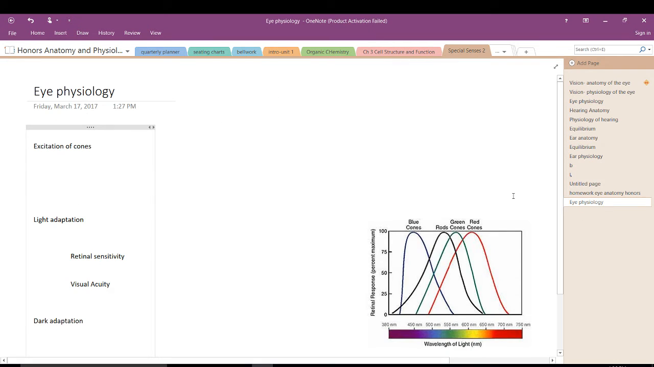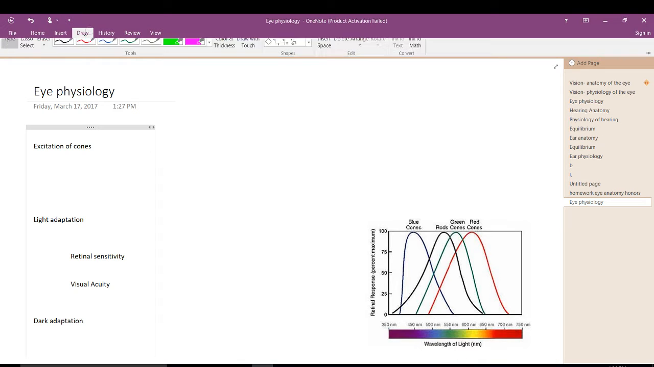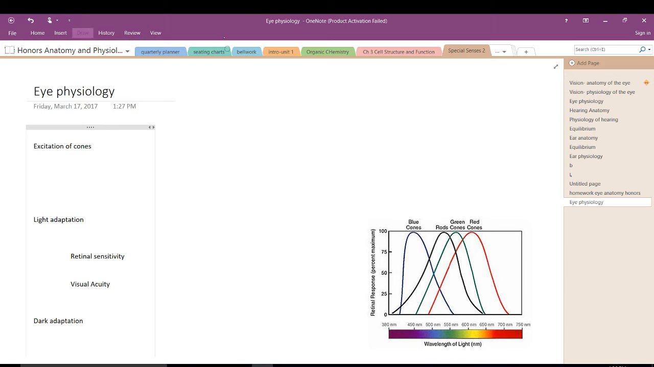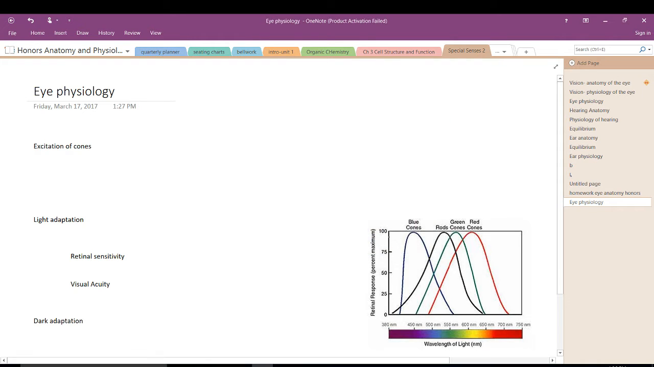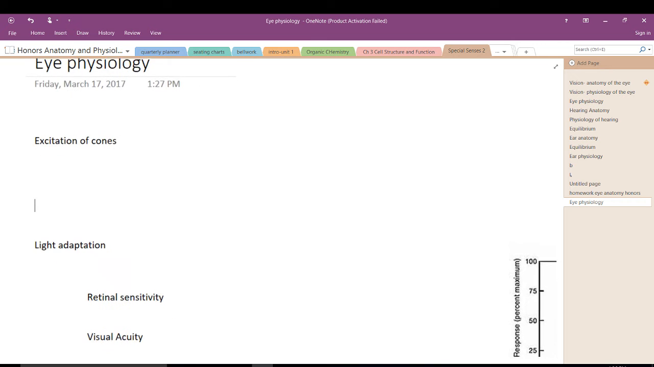Our goal in this video is really to hammer home some of the details of the eye physiology. So let's go ahead and get started. By the end of this video, you should be really comfortable with how the cells work and how the eye perceives light and dark throughout the day. So pause the video whenever you want to as you take notes.